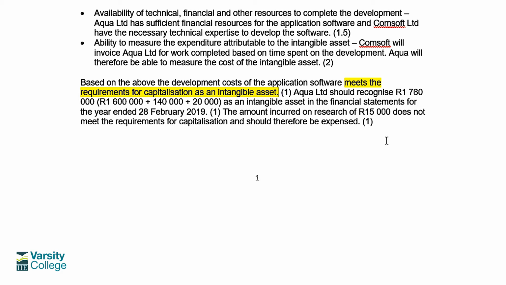As an intangible asset in the financial statements for the year end 28 Feb 2020, and then just pause on the other 15,000 Rand costs. Don't forget about that. It's still part of IAS 38, it's still part of the money we spent. Just one sentence, the amount spent on the research, 15,000, should be expensed to P&L as research costs. And that's how you're going to earn your 20 marks for this part of the question.